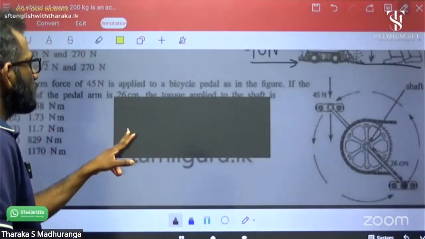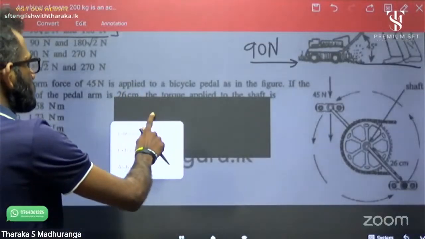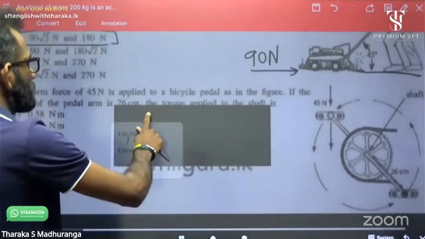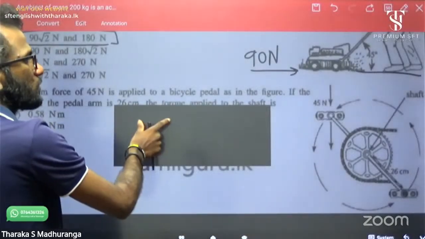It has a mistake. There's a problem. Let's try to get this. No, no problem. We can see the question.